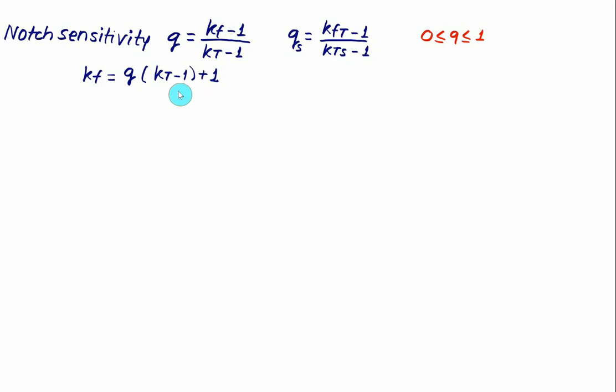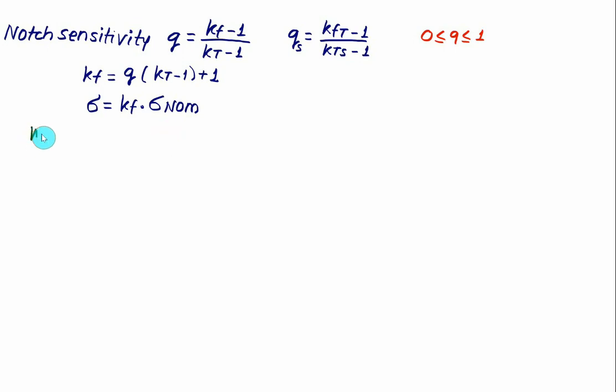And this notch sensitivity varies from 0 to 1. Once you calculate the value of Kf, which is the fatigue or dynamic stress concentration factor, then the nominal dynamic stress for any situation is to be increased by a factor equal to Kf. So the stress will be given as Kf multiplied by sigma nominal. Same story that we have done for static loading.